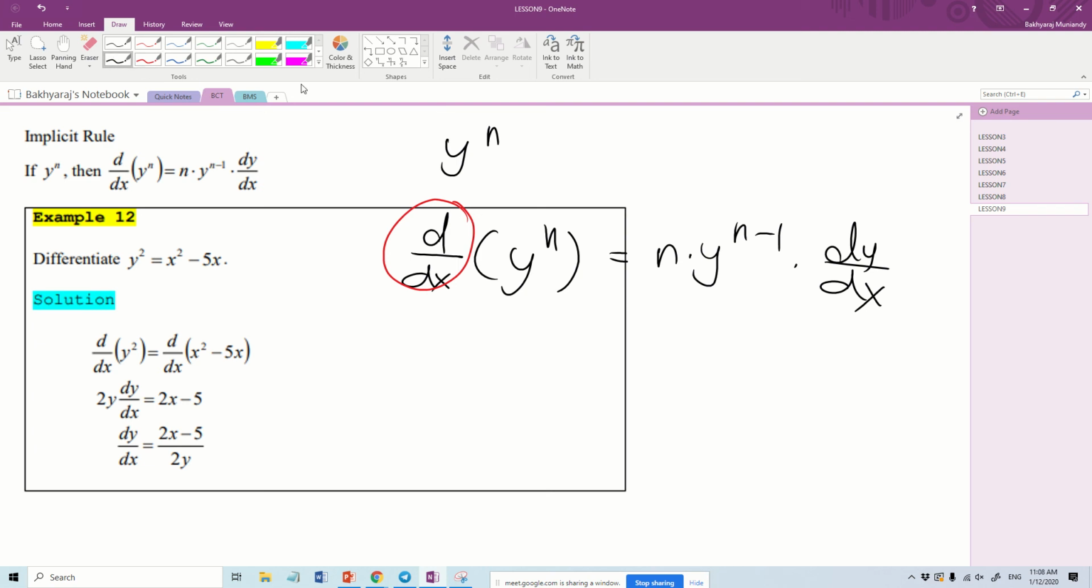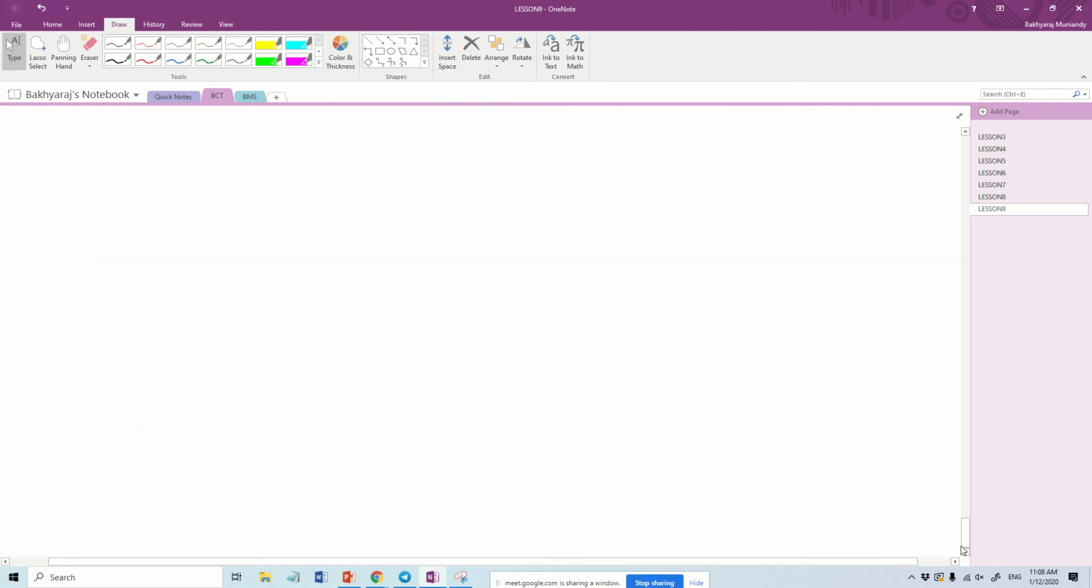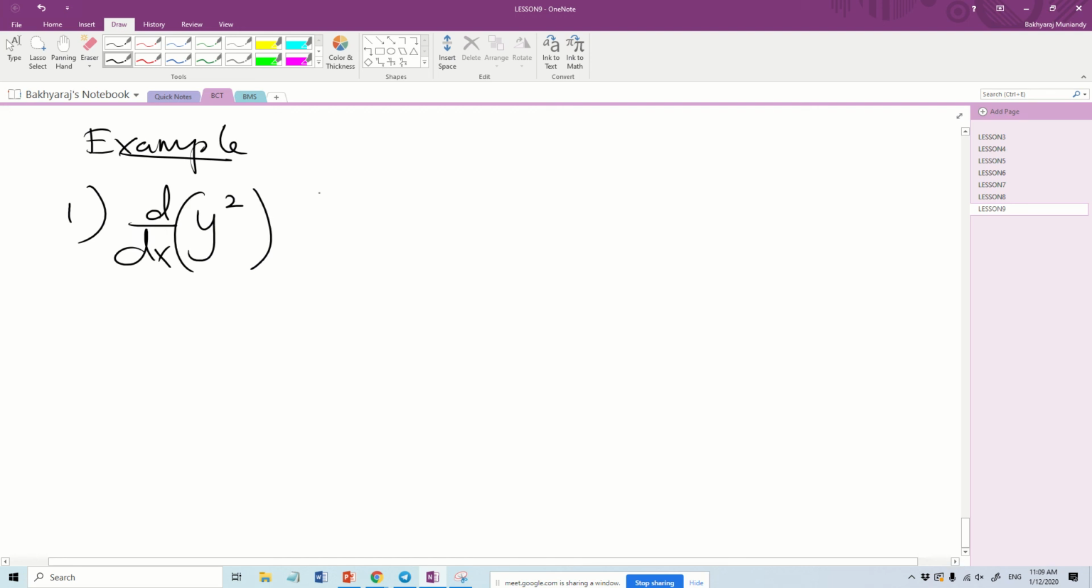Okay, so let me give an example. Start with example 1. Don't worry, saya akan copy balik formula dia. This time I give you y square. I want to differentiate y square. So macam mana saya nak differentiate y square? Then I put d over dx. Ini maksudnya saya nak differentiate y square.